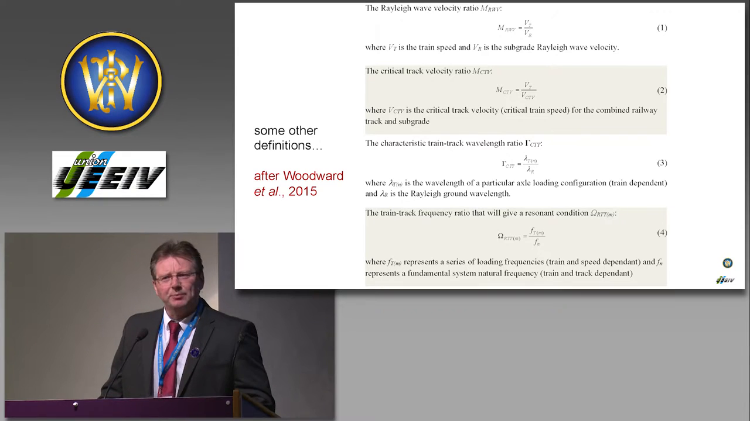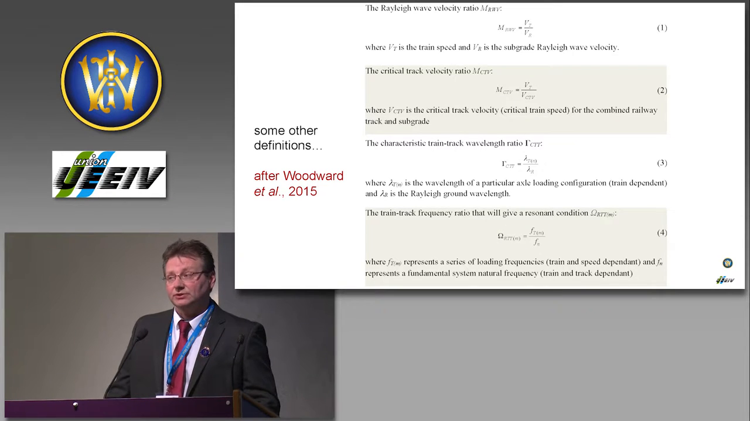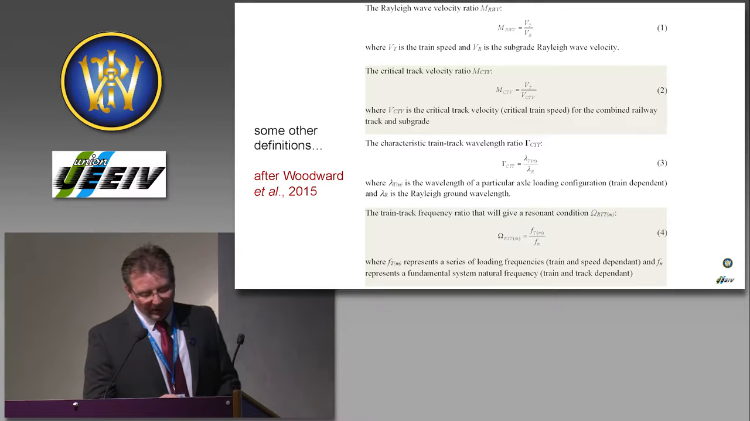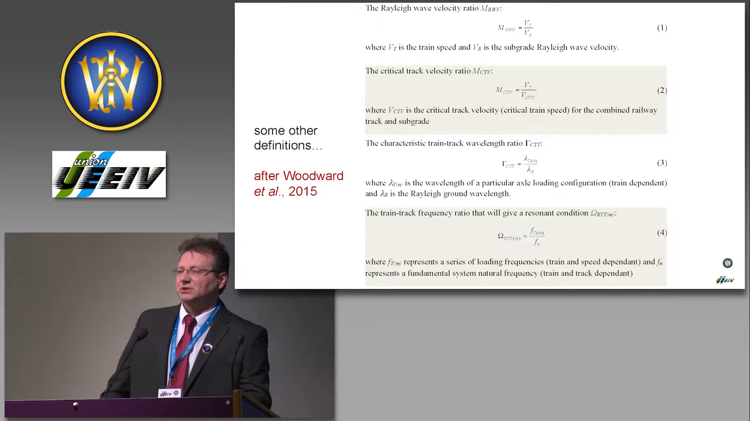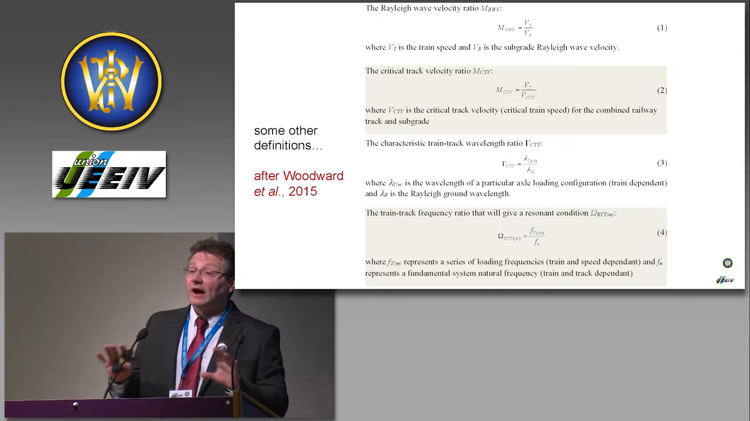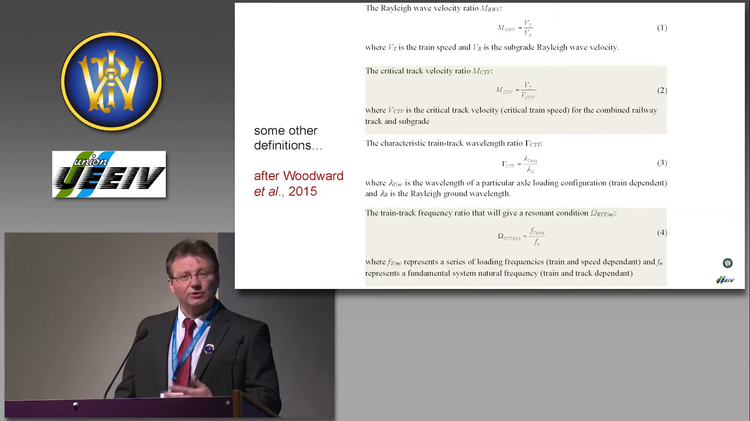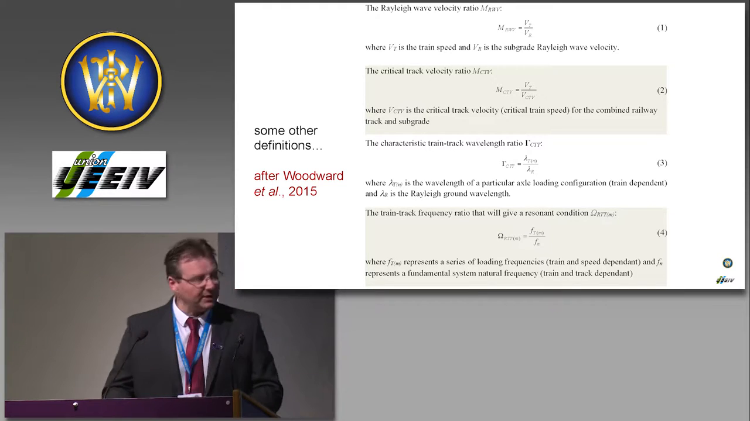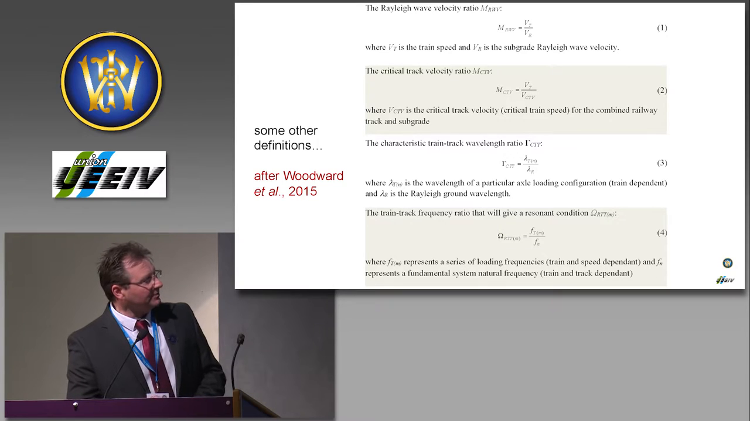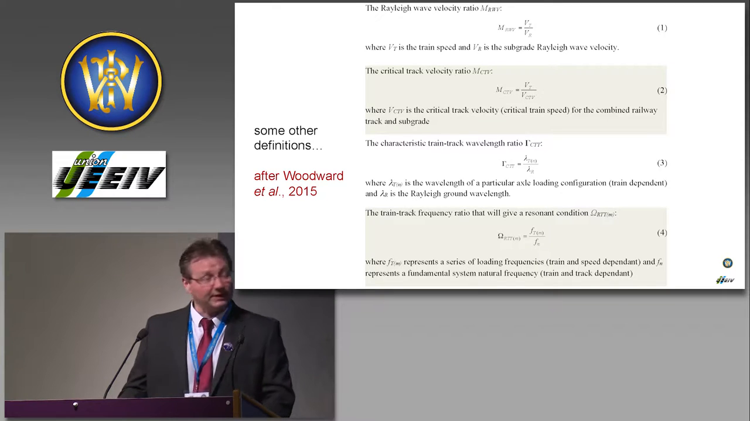This is an extract from a paper which we wrote last year. There are lots of different parameters that can be used to look at issues to do with Rayleigh waves and critical speeds. The ones which I'll refer to today are these two here. And I'll refer to that as the critical ratio, which is the train speed divided by some value of critical velocity. Now, the critical velocity can be just ballast in its pure form. It could be ballast which is reinforced. It could be the ground which is reinforced. It could be an embankment. Lots of others can be looked at in terms of characteristic train track wavelengths and all sorts of things. They can come in when you have more time to look at that.